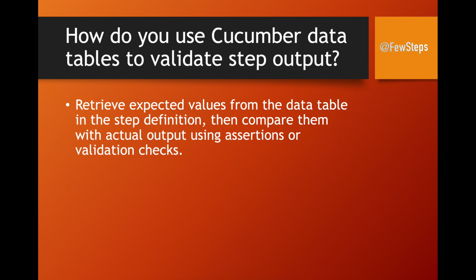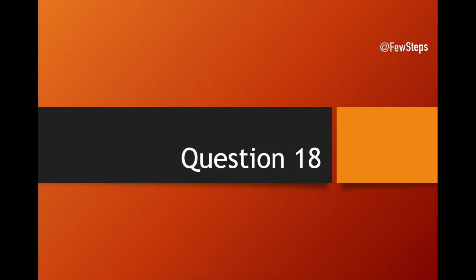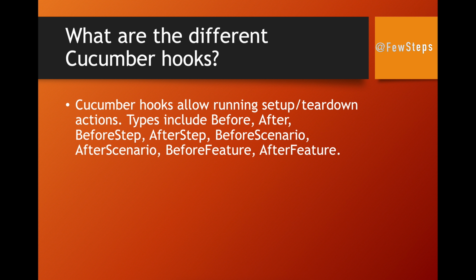Question 17. How do you use Cucumber data tables to validate step output? Retrieve expected values from the data table in the step definition, then compare them with actual output using assertions or validation checks.